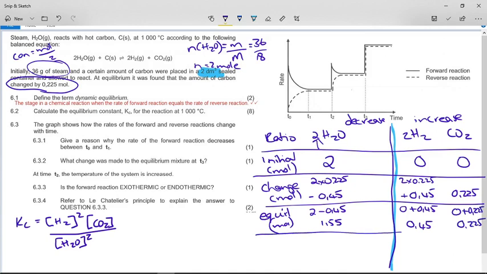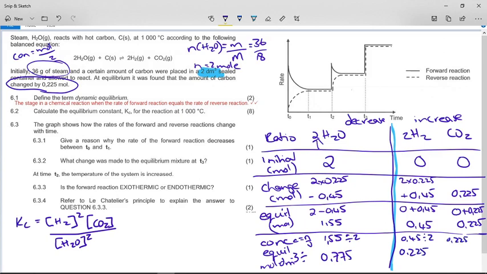So now we've found the moles, but Kc asks you for the concentration at equilibrium. So to do this, we want an answer in moles per cubic decimeter. So you can use C equals n over V if you like, which means we are going to divide by 2 because the container is 2 cubic decimeters. So it's 1,55 divided by 2, which is 0,775. 0,45 divided by 2, the volume of the container, gives you 0,225, and 0,225 divided by 2 is 0,1125. Please do not round these numbers off. Please keep these numbers as accurate as possible until the last step.